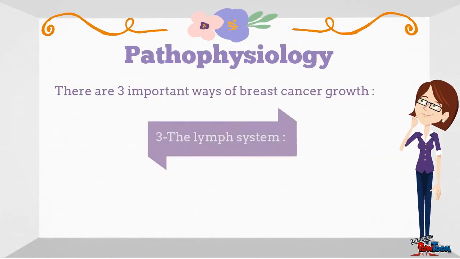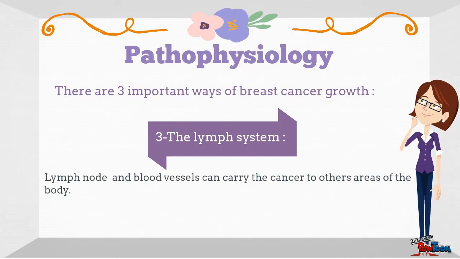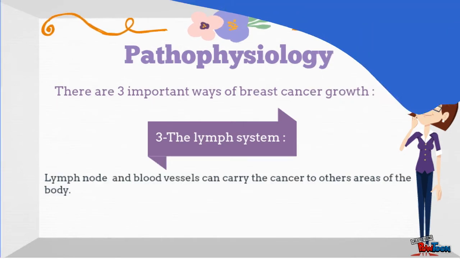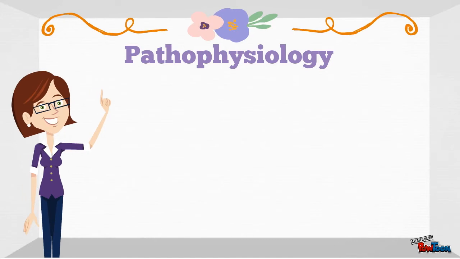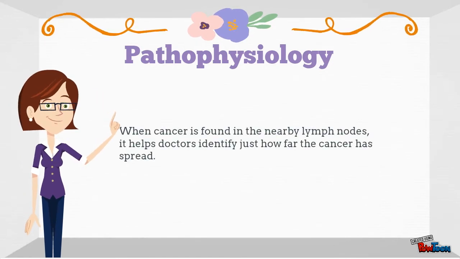The third way is by the lymph system. Lymph nodes and blood vessels can carry the cancer to other areas of the body. The origin of the growth of the cancer cells is almost always in the lobes, lobules, or ducts. When a cancer is found in the nearby lymph nodes, it helps doctors to identify just how far the cancer has spread.